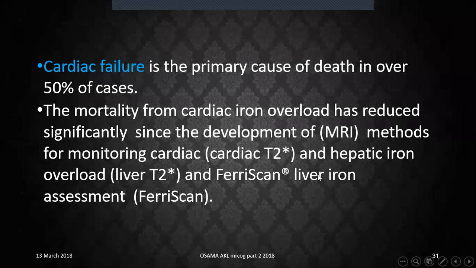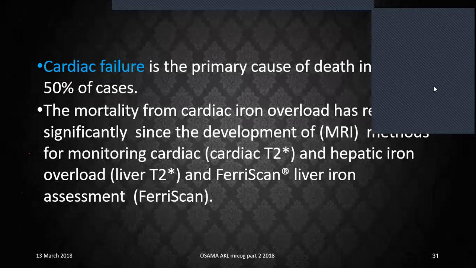When this iron is precipitated in the heart, it can lead to heart failure. A common question in the exam: what is the commonest cause of death in thalassemia? The answer is heart failure.